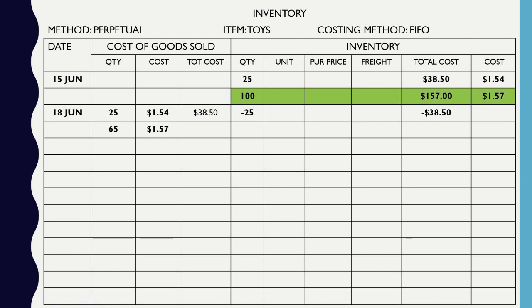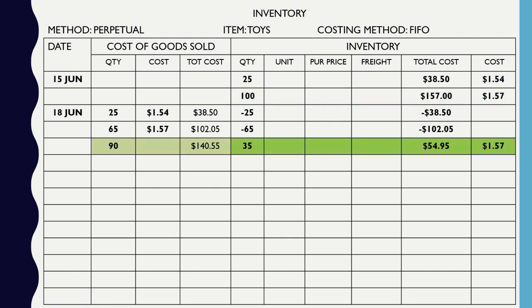So now all I have left is my green batch, which I know the cost per item is $1.57. Okay? And if it's $1.57 times 65, you should get a total of $102.05. All right? Which you're going to subtract out again to give you your green batch left remaining at 35 units at a total cost of $54.95. Okay?